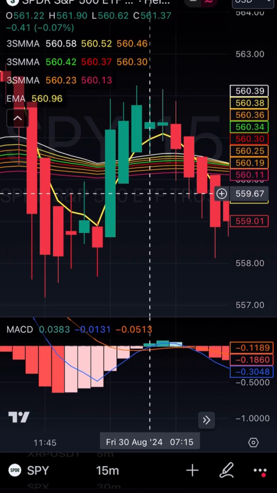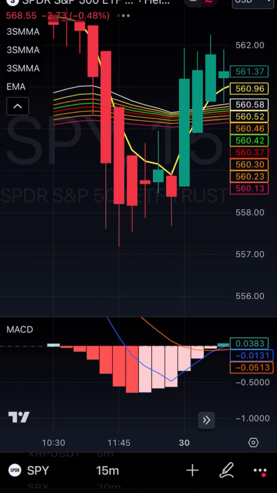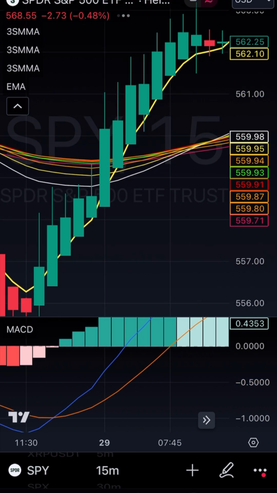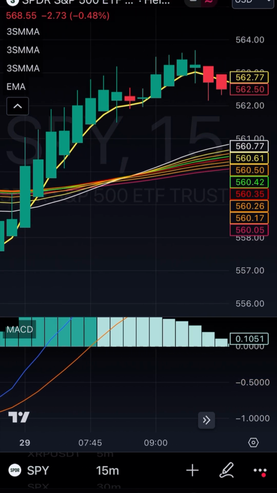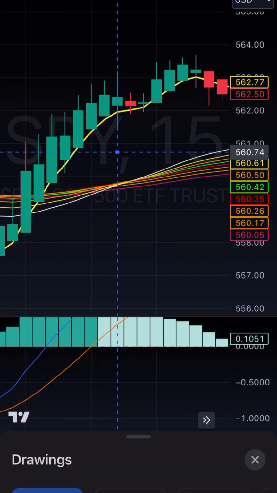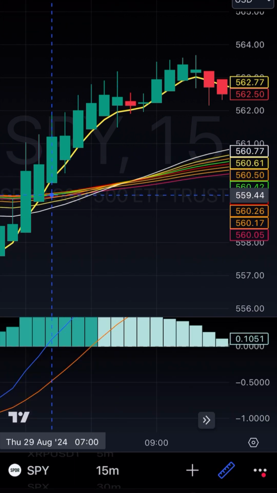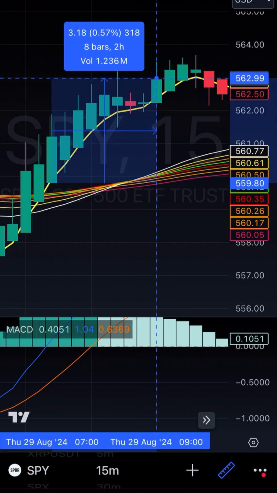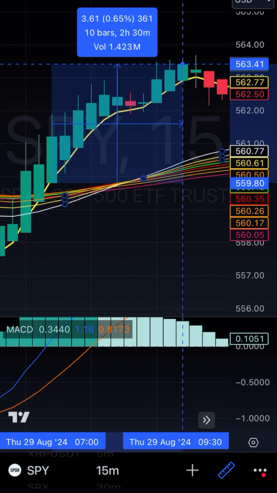You see a brief pump right here. And you see another moment right here. So it crosses out through here. We also see blue lines above the other line with the MACD. So this is another moment right here. And this is about $361 in about 3 hours.